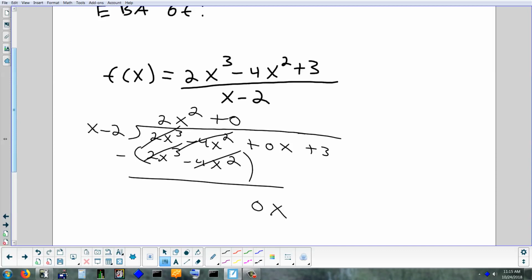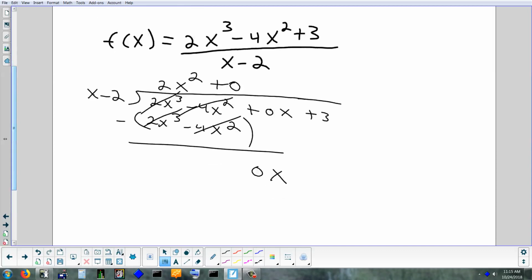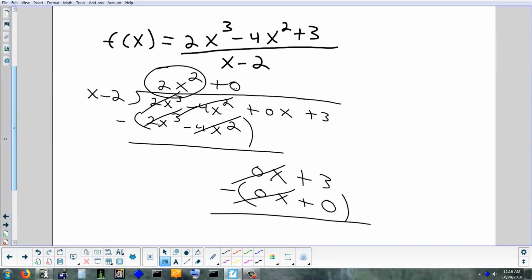So you get 2x squared plus 0. If you wanted to keep going and see what the remainder is, you could, but the remainder is not important. I have my end behavior asymptote right there. But just to show you how it would finish up, 0 times x is 0x. 0 times negative 2 is 0. I have to bring down my 3 so I have something to subtract it with. Subtract: 0 minus 0 is 0. 3 minus 0 is 3, so the remainder is 3. Again, I don't care about the remainder at all.